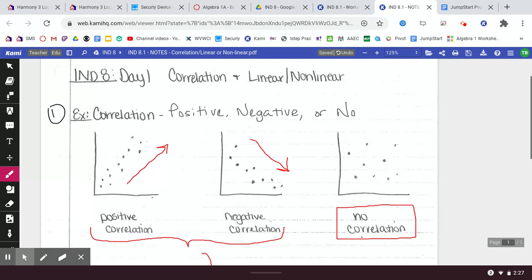And then that last box is no correlation. And that just means they're just scattered all over the place. There's no rhyme, reason, pattern.